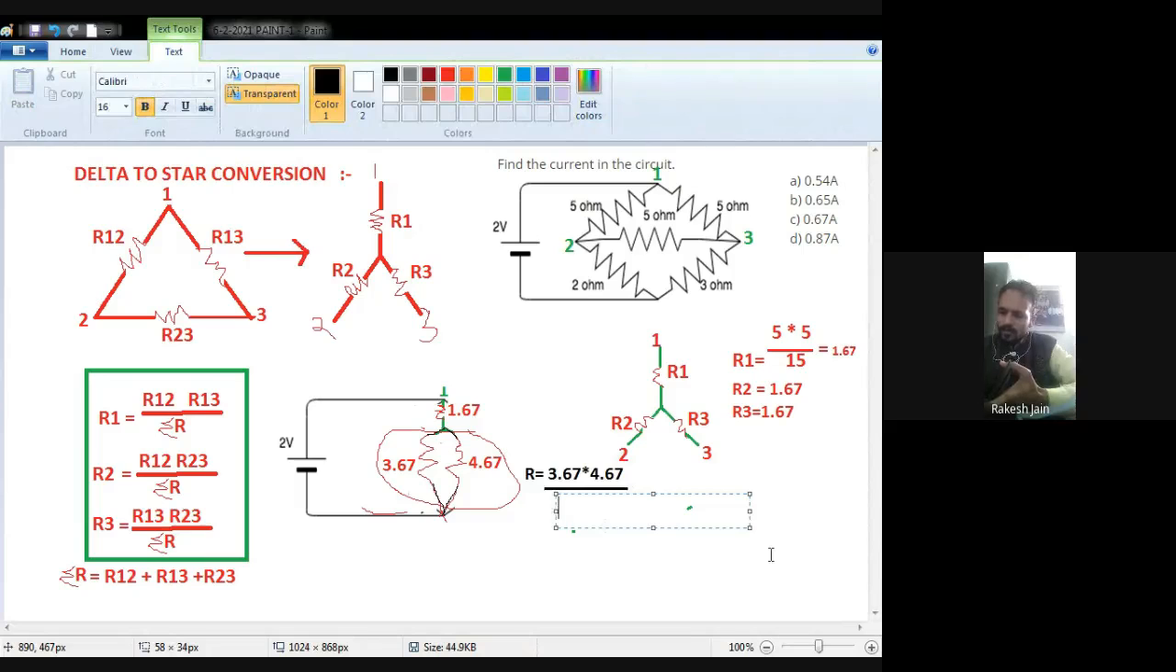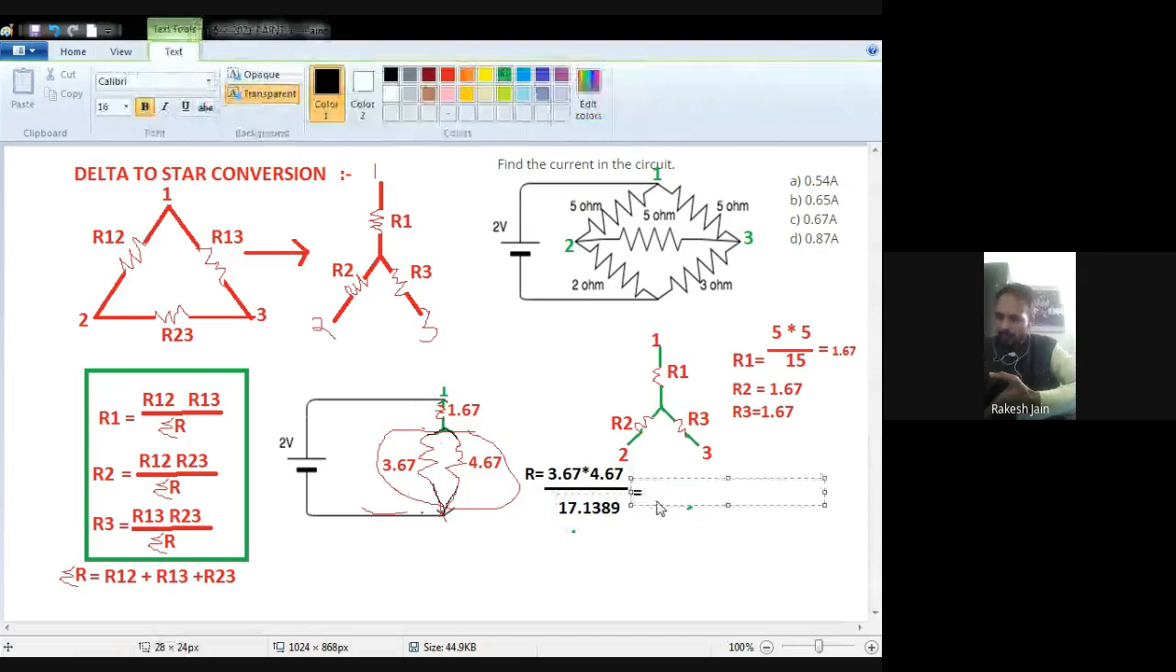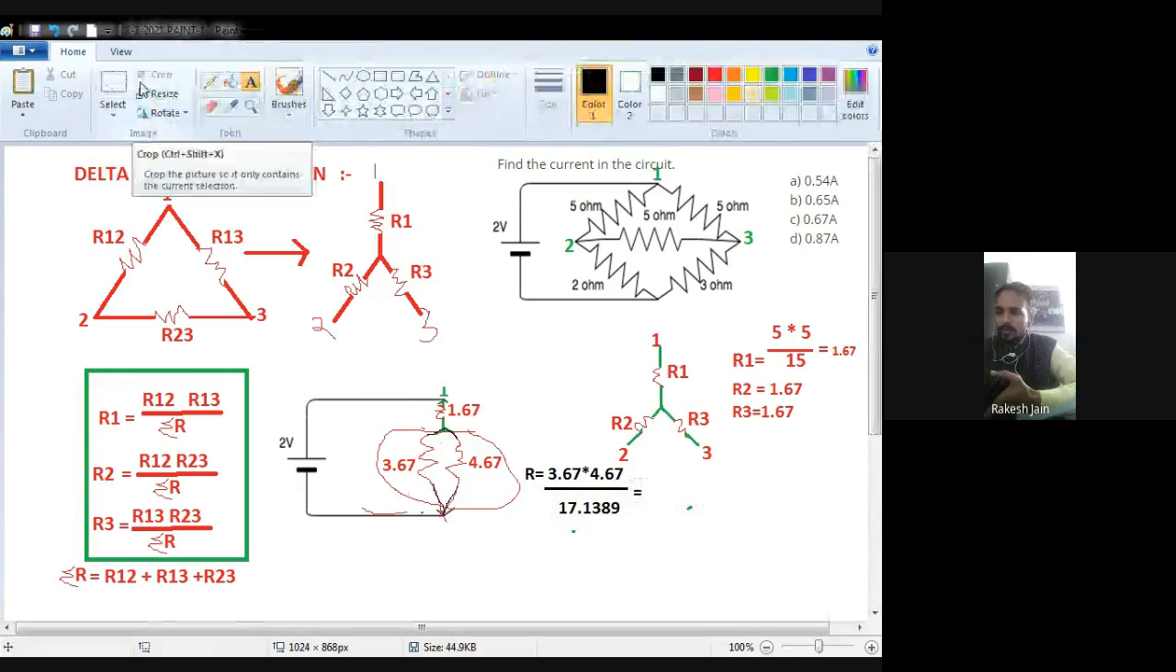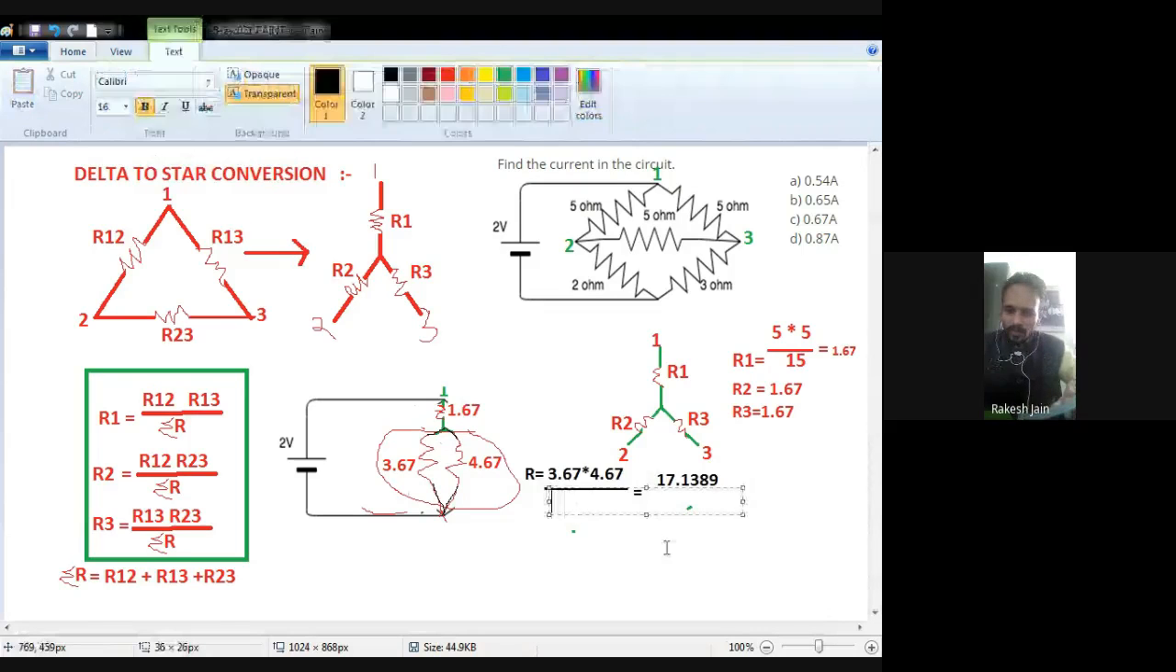Now see the question. These two resistances are now parallel. Why do we say these are parallel? Because one point is connected with each other, and the other point is also connected with each other. This 3.67 resistance is connected here, and 4.67 is also connected here. The second point of 3.67 is connected here, and the second point of 4.67 is also connected here. So they are in parallel.